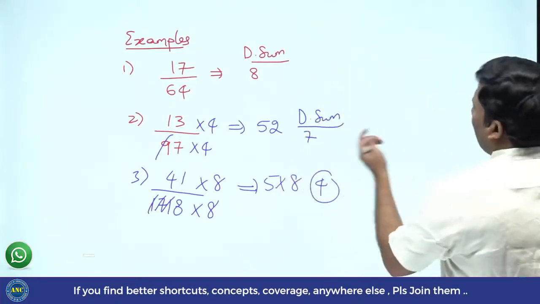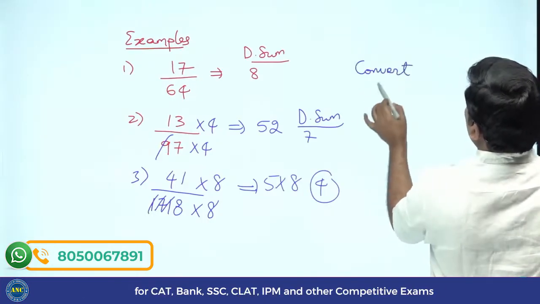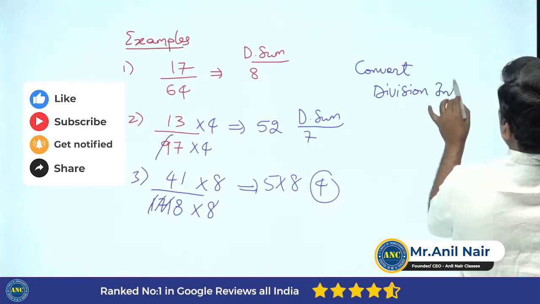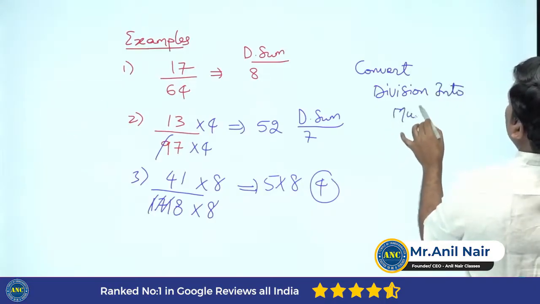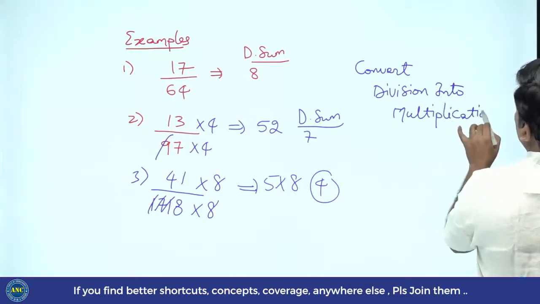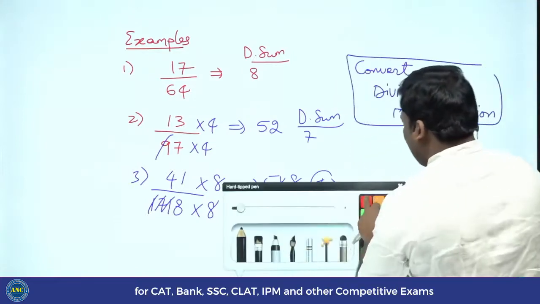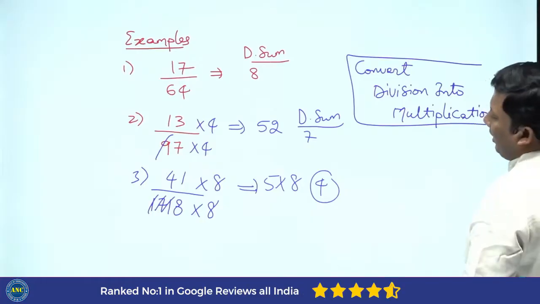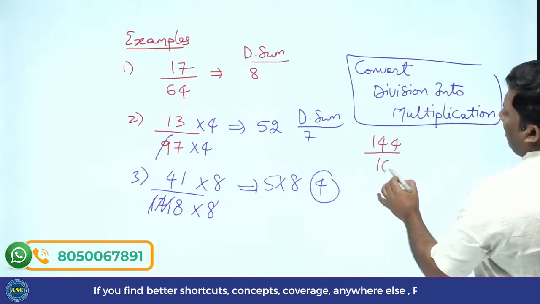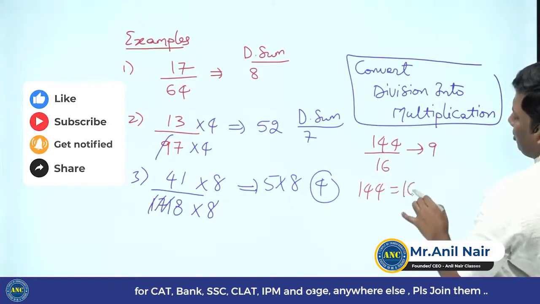So what we are doing, ideally, is converting division into multiplication. How to use digital sum in division? Convert division into multiplication. For example, 144 by 16 is 9. Convert division into multiplication: 16 into 9.